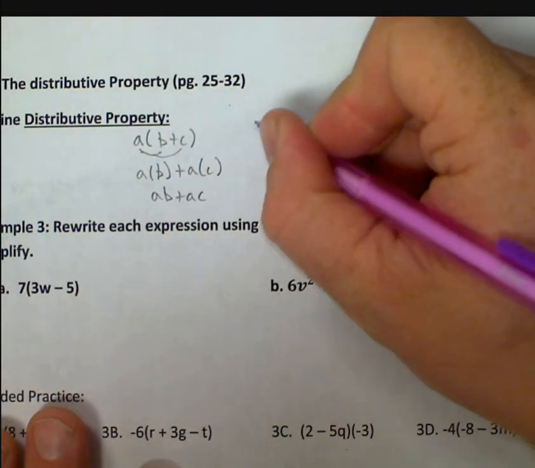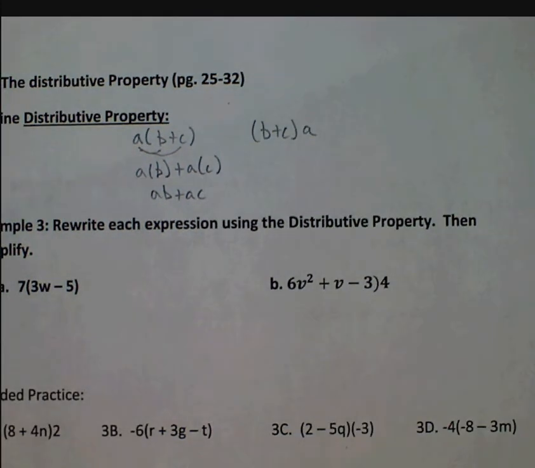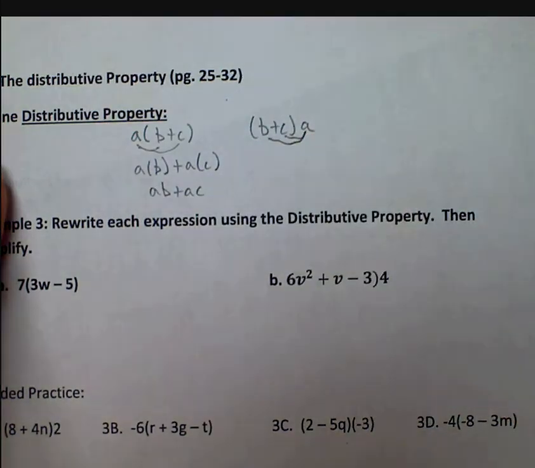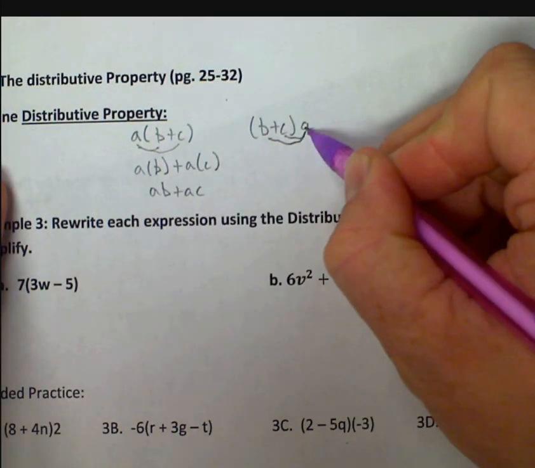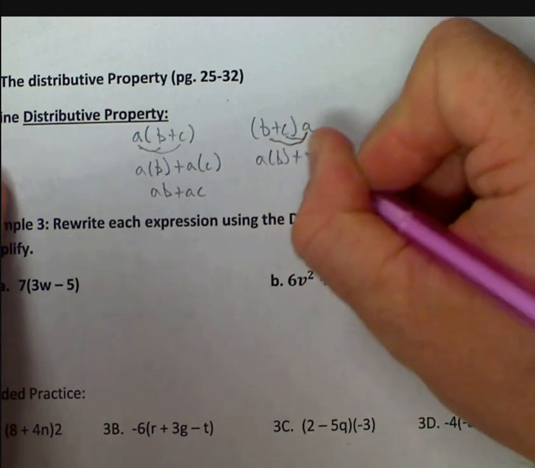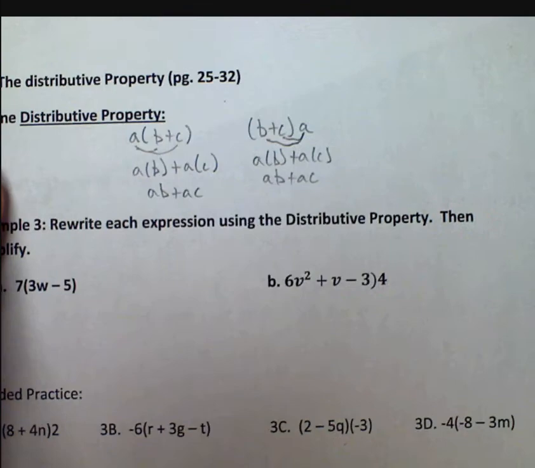Also, the letter A does not have to be in front of the parentheses. It could also be on the right side of the parentheses. Even if it's on the right side, I'm still going to distribute to both. It doesn't matter which one you give to first. So let's still do A to B, then A to C. So that would be A times B plus A times C, which is still AB plus AC.